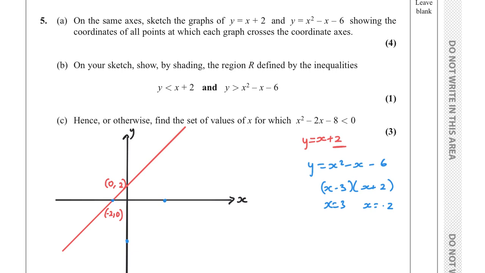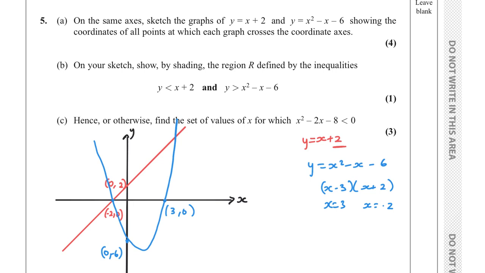So I'm now going to sketch. There we go. So I know that this is (0, -6). This is still (-2, 0). And this is (3, 0). Now, it just wants the coordinates of all the points at which each graph crosses the coordinate axes. So there's these two lines. It didn't ask for where they intersect. It didn't ask for the maximum or minimum. So you'll be okay just doing these.